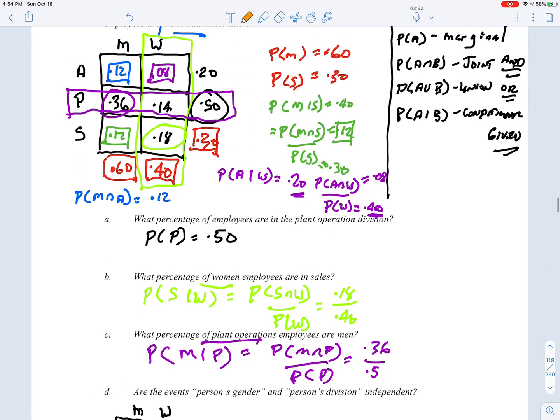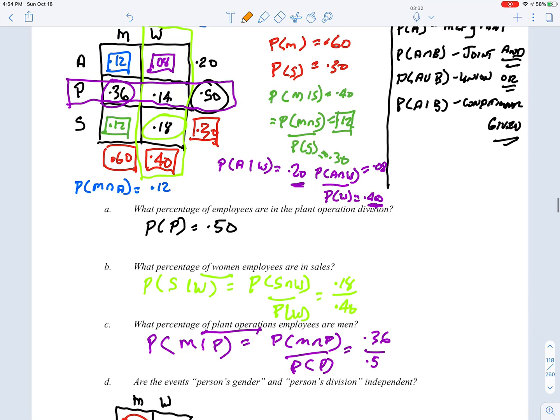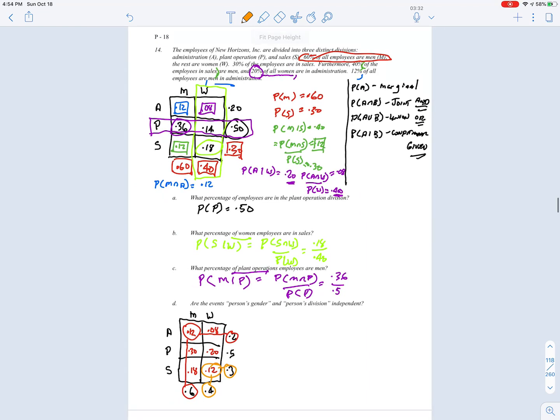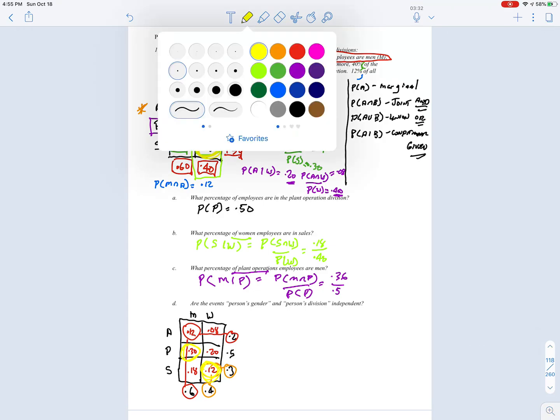What do we find out? Well, what we have here is when it comes to administration, can I make this a little smaller? Yeah. When it comes to administration, they seem to show independence. But then when it comes to plant, we've got more men in plant than we would expect and more women in sales than we would expect. Okay, let me circle those down here. Maybe you can see it a little better down here.